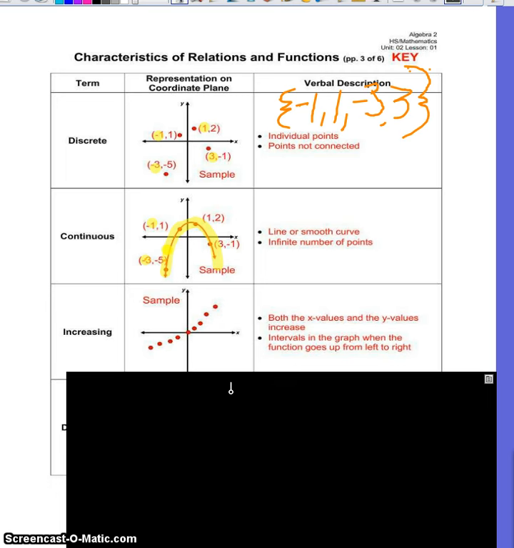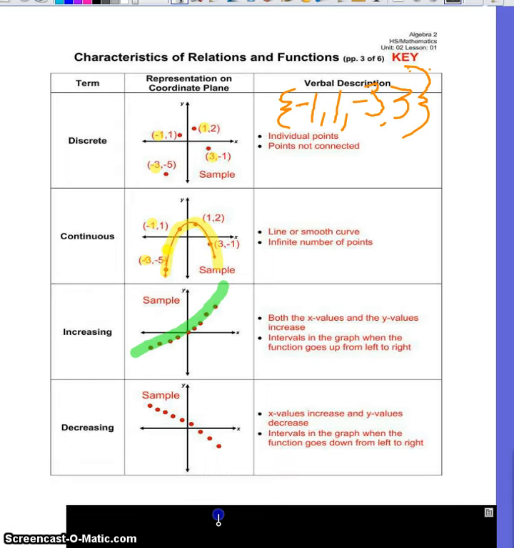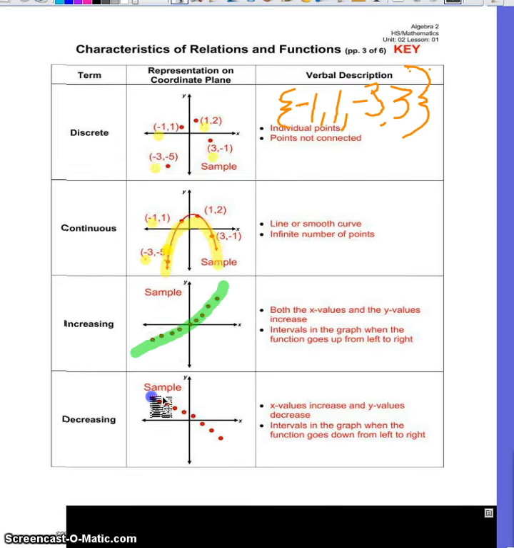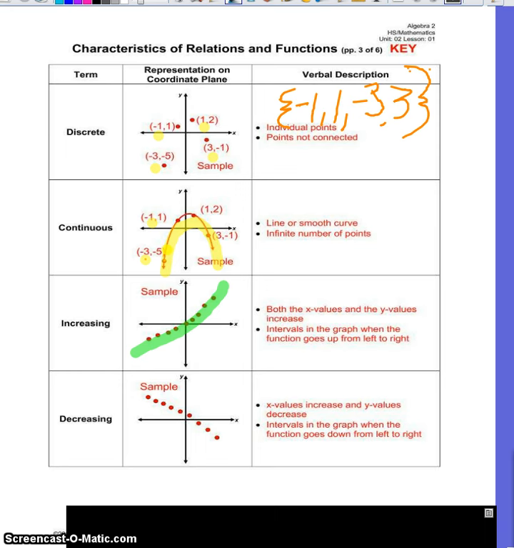Now we have increasing. You're usually pretty good on this definition. It's when both the x and the y value increase. Intervals on the graph where the function goes up left to right. So because I'm increasing left to right, that is considered an increase. Whereas on the next one, as you can see, I'm going down left to right. So that's considered a decrease. Go ahead and take a moment and jot down those verbal descriptions. Remember, those are really key to understanding. Okay, let's look at the next page.